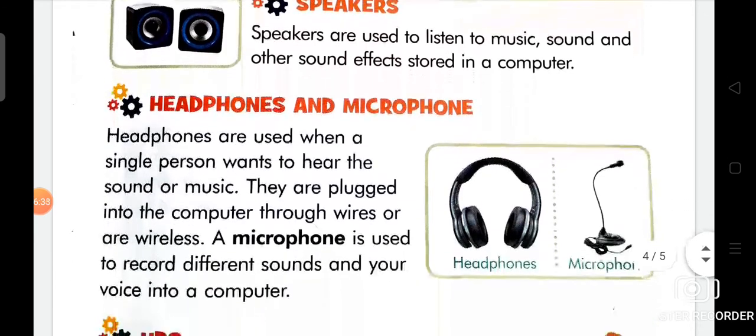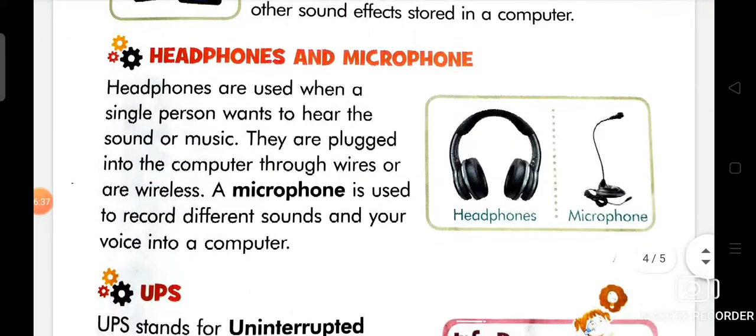So students, your next topic is headphones and microphone. Students, have you seen headphones and microphone? Yes or no? Headphones are used when a single person wants to hear the sound or music. They are plugged into the computer through wires or wireless.